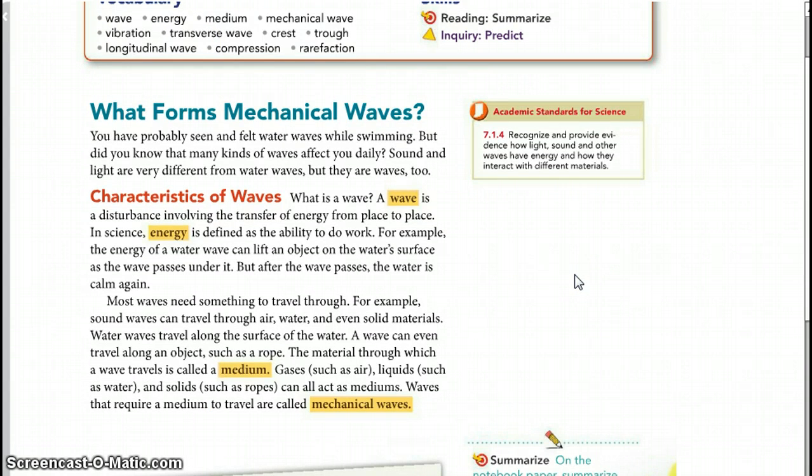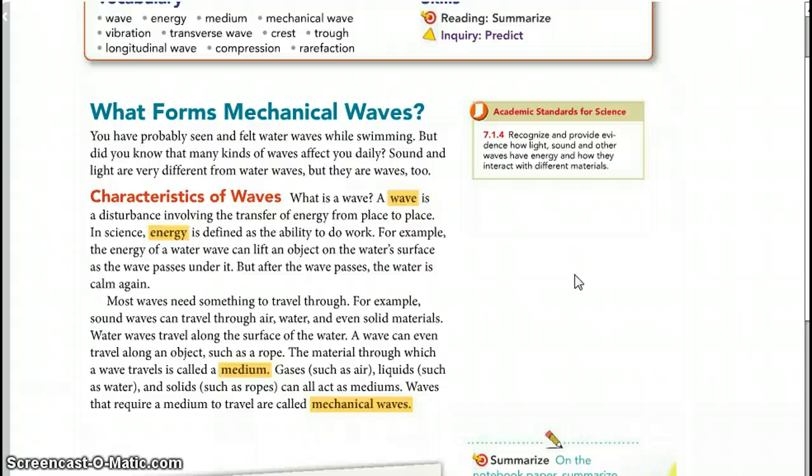What forms mechanical waves? You have probably seen and felt water waves while swimming, but did you know that many kinds of waves affect you daily? Sound and light are very different from water waves, but they are waves too.